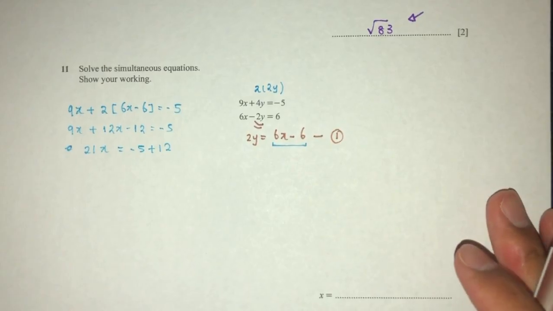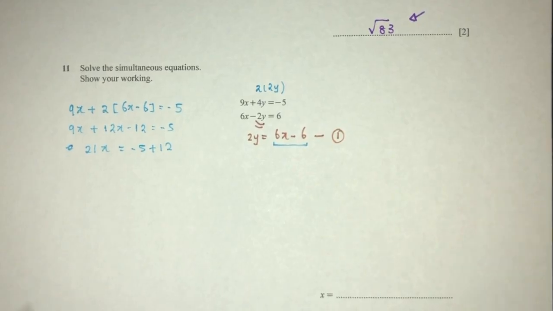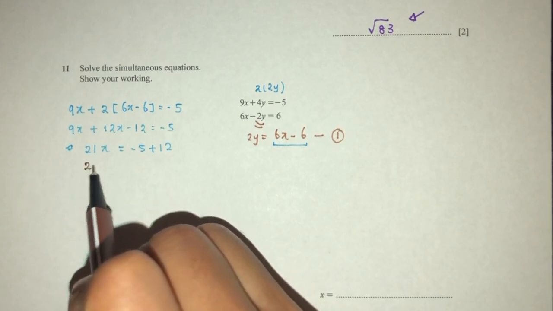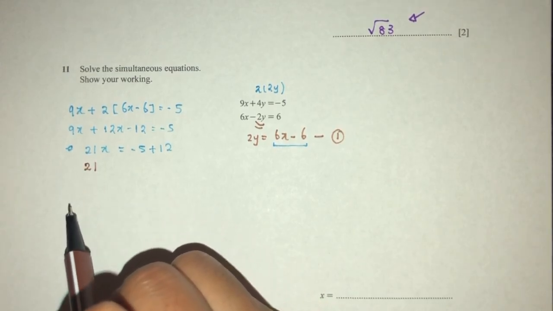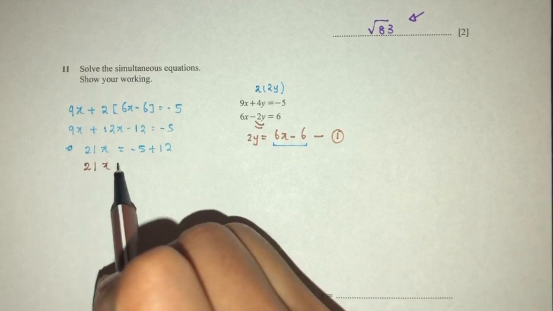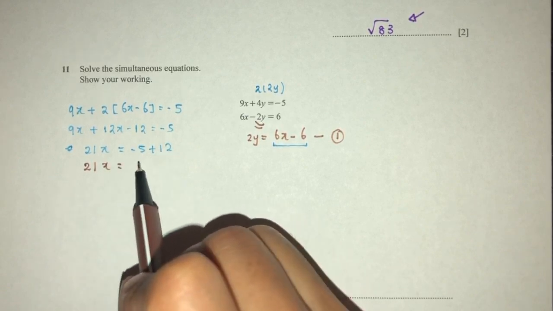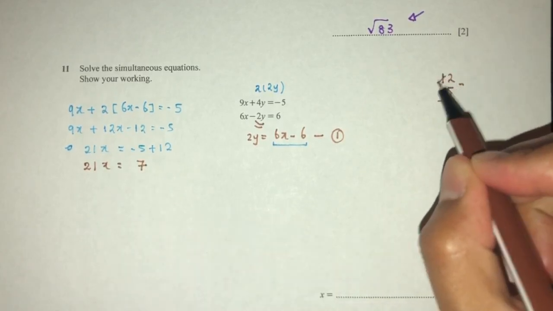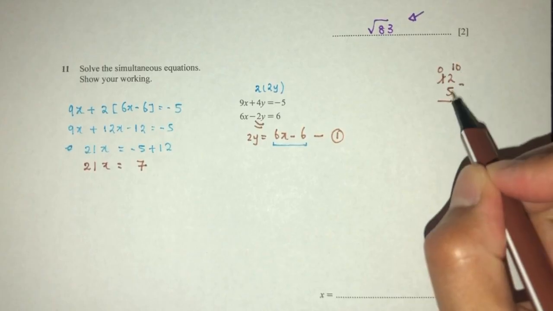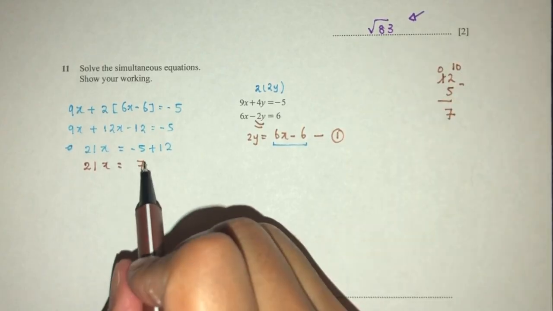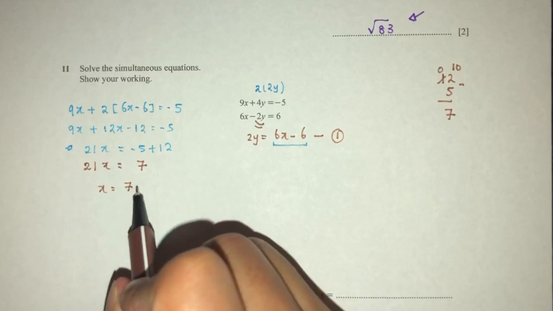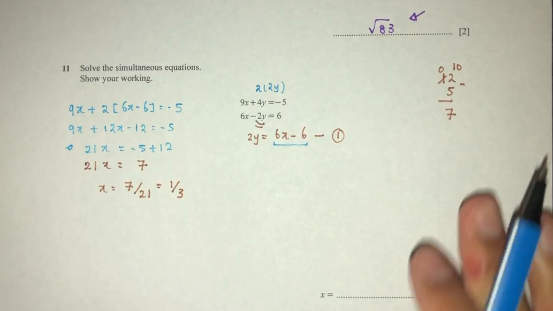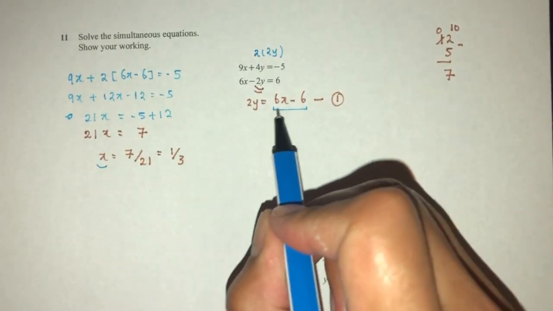Let's see what we get. So 21x has to be the value of 12 minus 5, that should be 7, right? Let's check. 12 minus 5 is 7. So x will be 7 divided by 21. That will be 1 over 3. Now simplify to find the value of x.